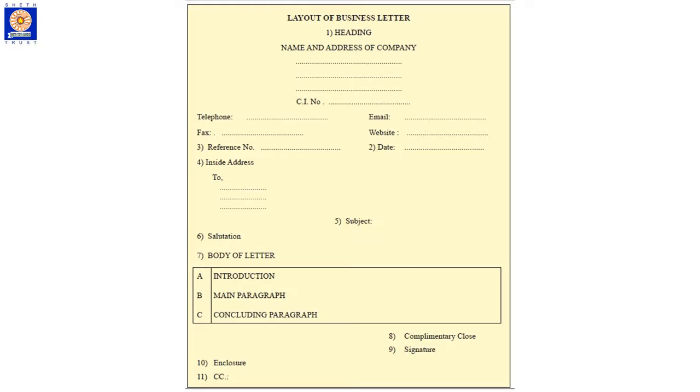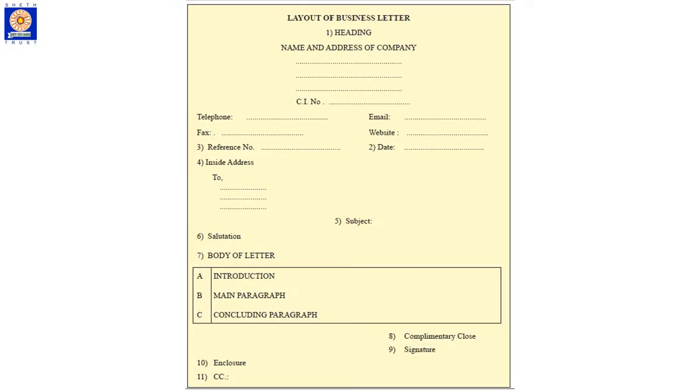Fourth part is inside address. Inside address is the reader's address. We'll be seeing three chapters related to corresponding activity related to writing letters. In this chapter we will write the address of the members. In coming chapters we will write the address of the debenture holders, the public deposit holders, etc.